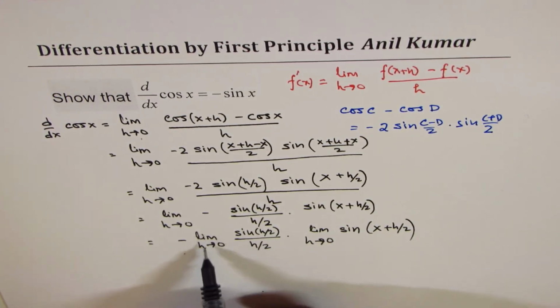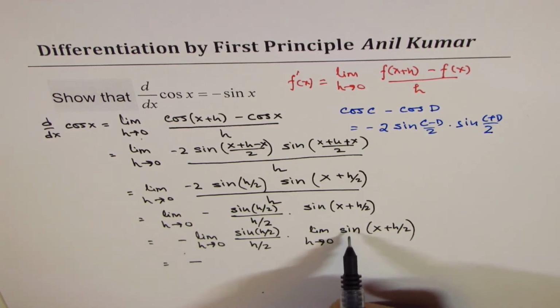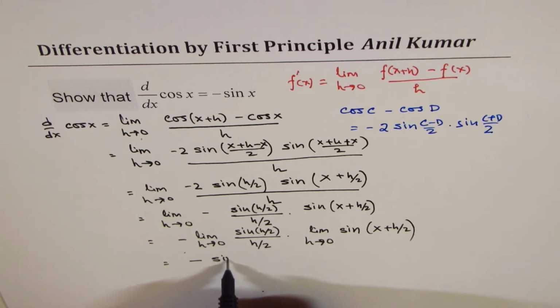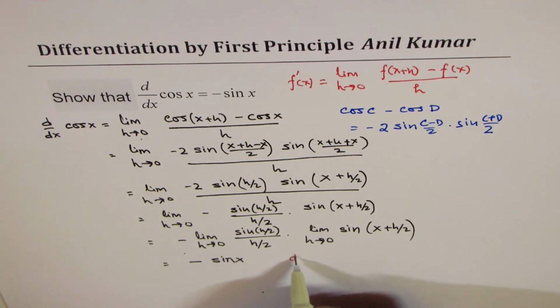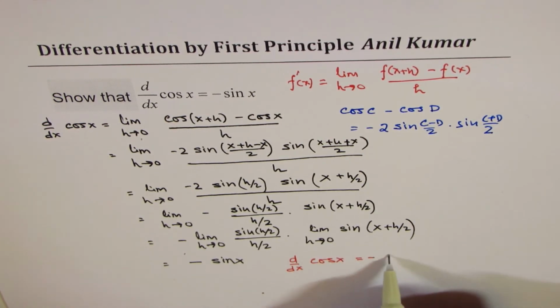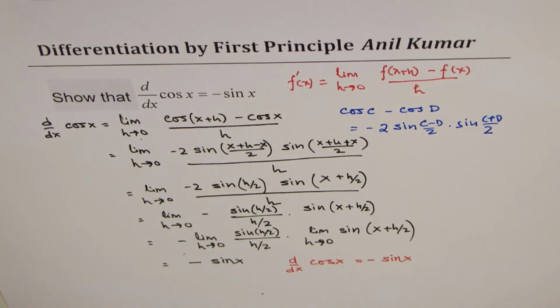So the limit of the first part is 1, as you know, so we have minus here, and here if I substitute 0, I get sine x. So we have shown that the derivative of cosine x is negative sine x. So that is how you could easily find, using first principle, the derivative of these basic primary trigonometric ratios. Thanks for watching and all the best.